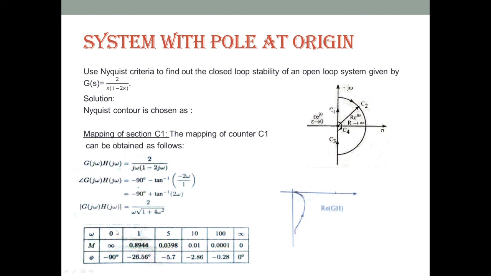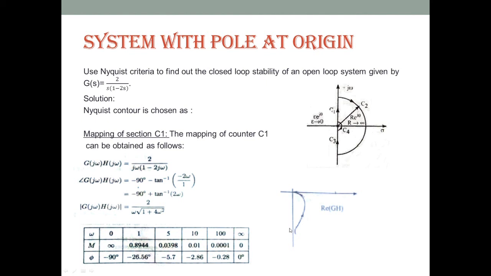Next we need to find the phase angle. So omega is varying from 0 to infinity. I have taken 4 more points, and the magnitude goes from infinity to 0, whereas the phase angle goes from minus 90 degrees to 0 degrees. In the previous cases, the angle was always decreasing, that means in the clockwise direction: this is minus 90, then minus 180, then minus 270 like this. But here the angle is opposite. First the angle is minus 90 degrees and then it becomes 0 degrees.